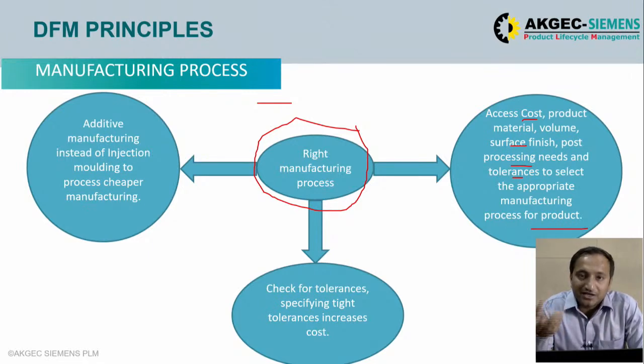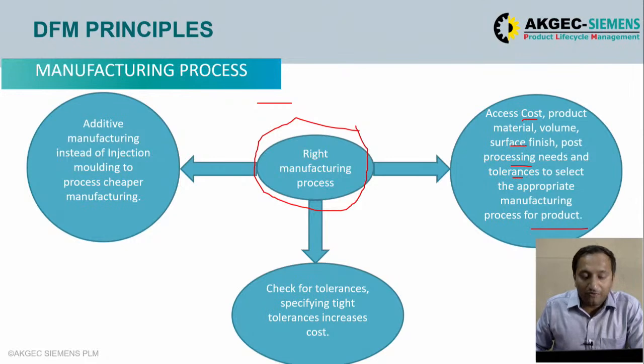Because if the batch size is small and we readily want the product to use it for manufacturing purpose, so we should go for additive manufacturing, and plus it is much cheaper than the injection molding. So choosing the right manufacturing process for our product is also very important.